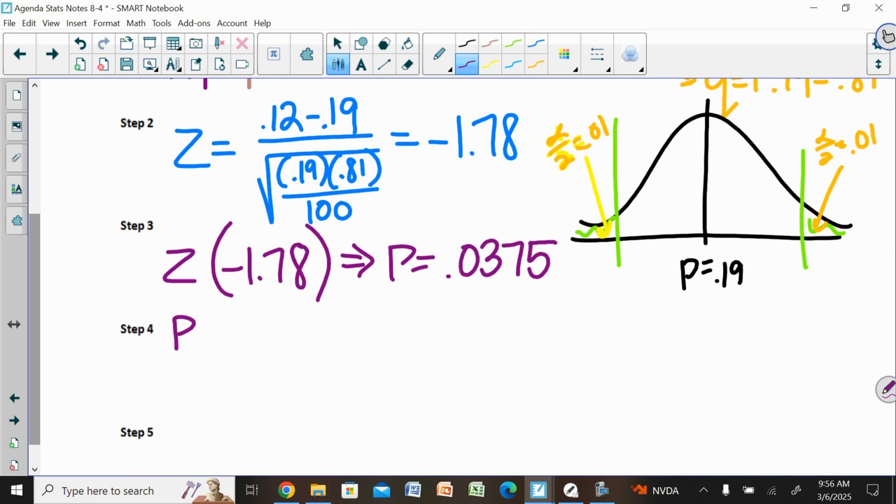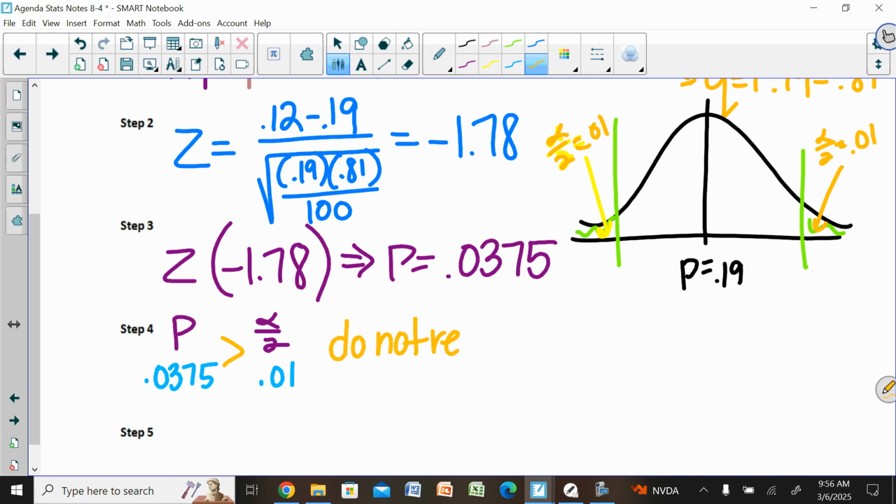So if I compare my p to my alpha over 2, my p-value is 0.0375. My alpha over 2 is 0.01. This p-value is definitely greater, which means I am going to not reject.